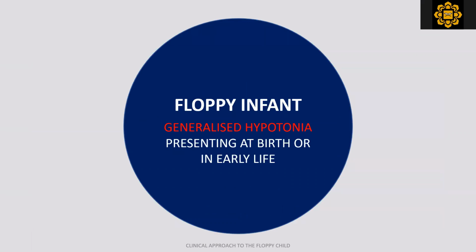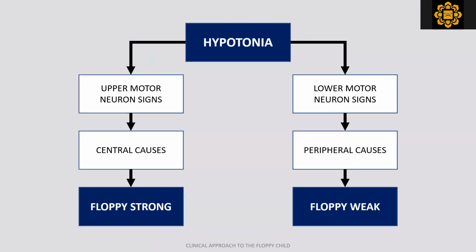So when we are talking about floppy infant, we are talking about a particular age group and a particular chief presentation. So we are talking about generalized hypotonia presenting at birth or in early life, and it can be associated with weakness or not. As we can see later on, when we are clinically approaching a floppy infant, we will look whether the patient has any weakness or not, because this weakness, present or absent, will determine whether it is a central cause or a peripheral cause.